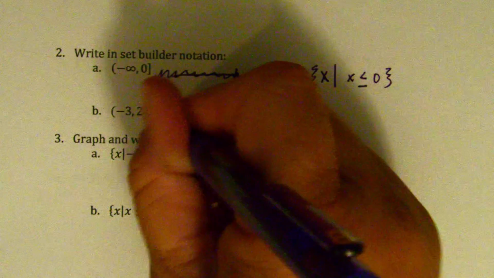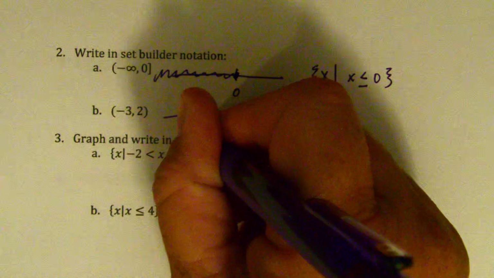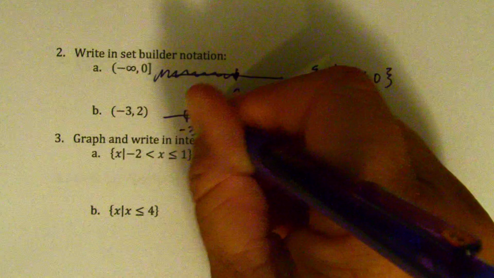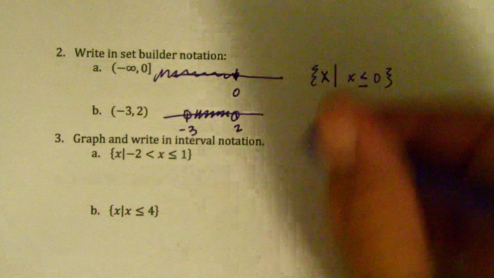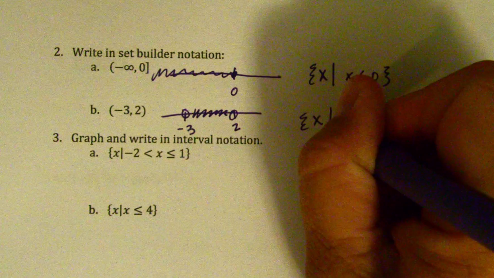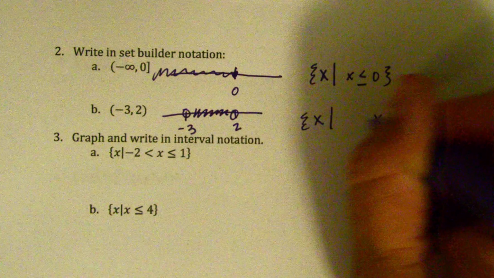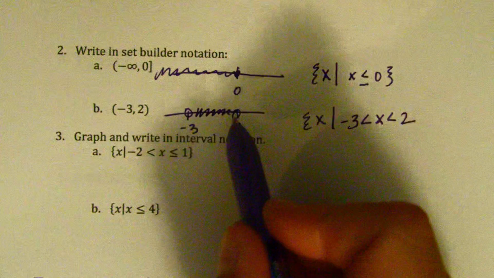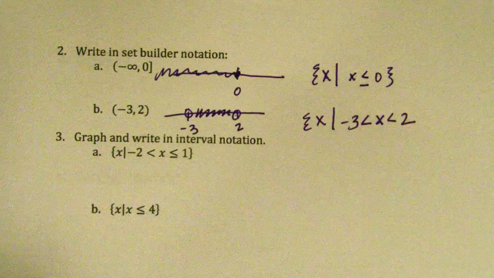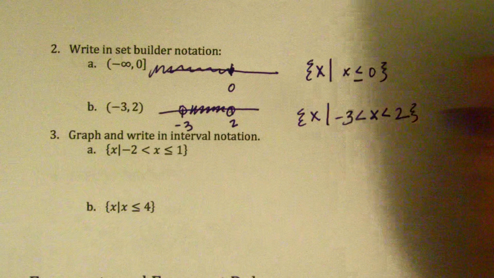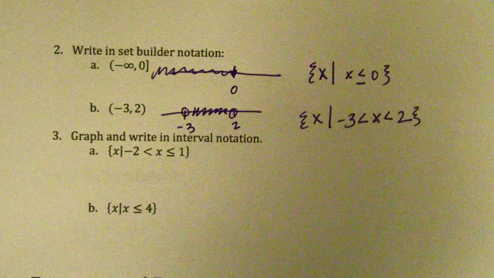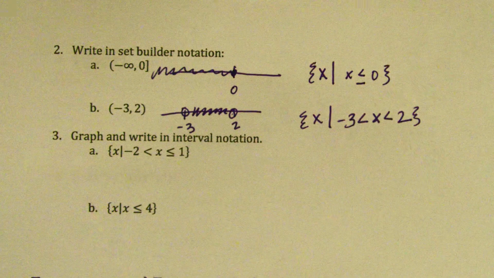Here we have -3 to 2. They both have parentheses, so both open dots. It's all the values between. So x such that x is between -3 and 2. They're both open dots, so there's no lines underneath either of those inequalities, and that's writing it in set builder notation.